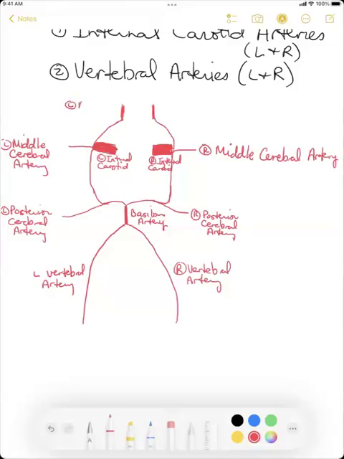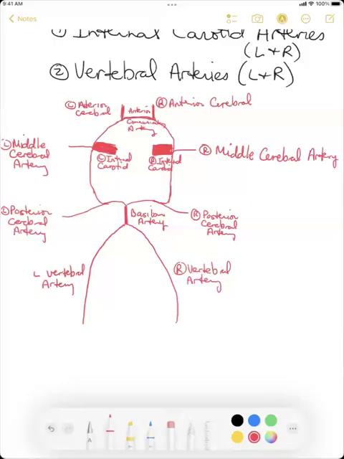So there's the left anterior cerebral and the right anterior cerebral. There's going to be a connection between all of this. This middle connection here is a communication between the right side and the left side in the front. So this is called the anterior communicating artery.